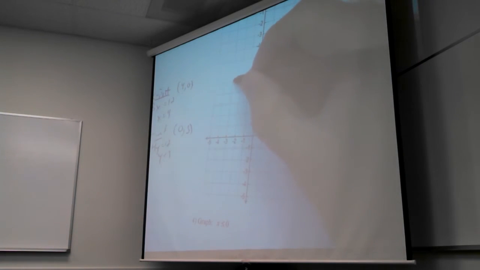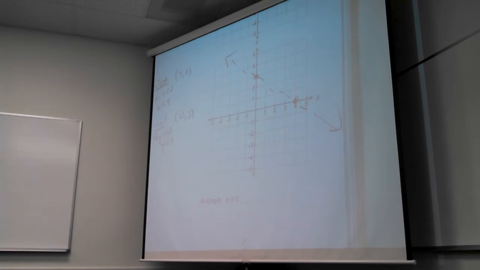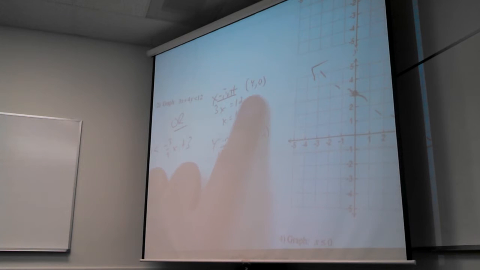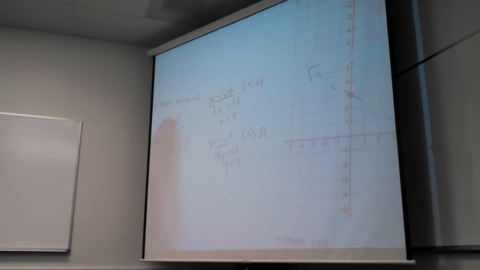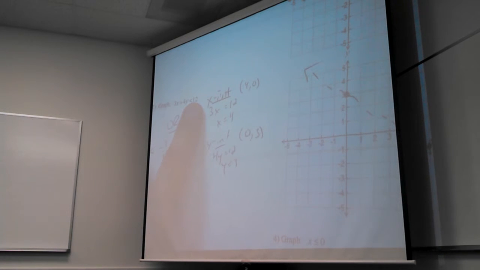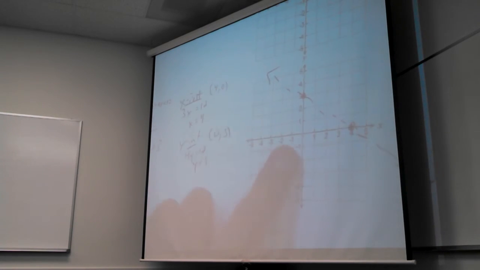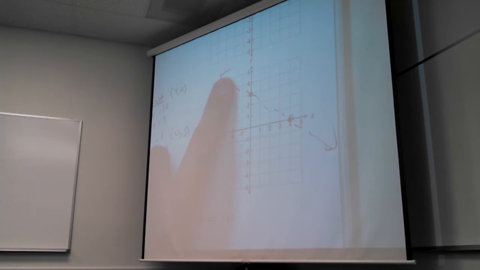So real quick, what I just said, if you do plug 4, 0 in, you get 12 plus 0 less than 12. Is 12 less than 12? 12 is not less than 12. Too bad. So whatever your restaurant it is, you can't eat off of that menu. So that's why it's dotted, to show that all the points in the line don't work.